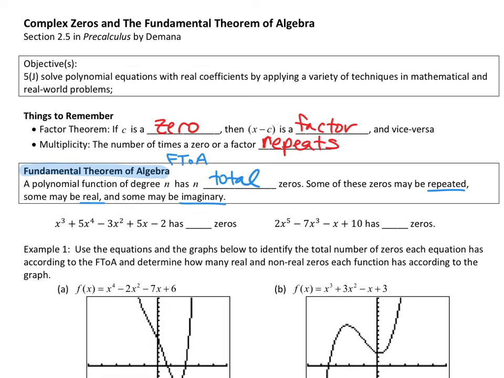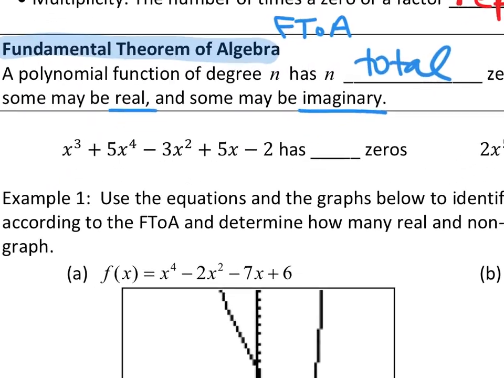When we use the fundamental theorem of algebra, all we have to do is identify the degree of the polynomial, and then we're going to be able to tell you how many total zeros there are. So in that first example, what's the degree of that polynomial? 4. It may not be the first term, but it is the highest exponent, which means how many zeros are we going to find total? 4. Some of them might be real, some of them might be repeated, some of them might be imaginary.